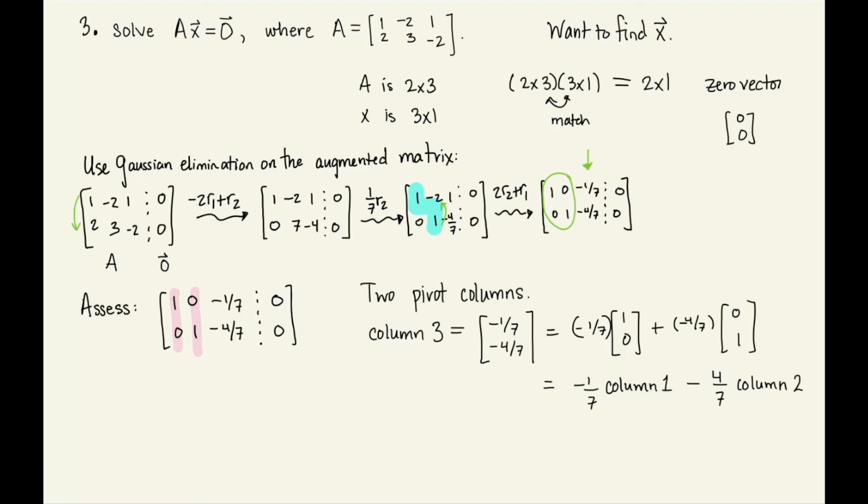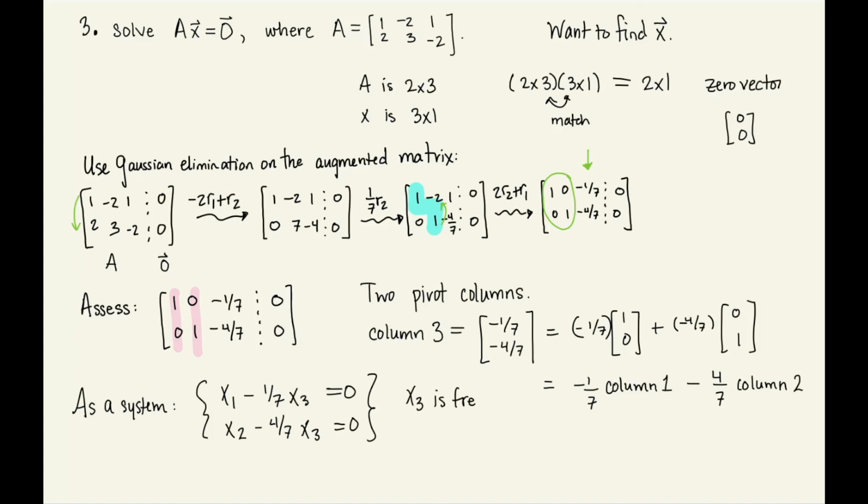As a system of equations, I can also write this down. So it might be easier to think of this as a traditional system. And if I wrote it down in that way, I would have x1 minus 1/7 x3 being equal to 0, because this is a homogeneous system where everything's set equal to 0. And x2 minus 4/7 x3 is equal to 0. And writing it down like this, I see that I have x3 as a free variable. It could be anything. But x1 and x2 depend on x3.